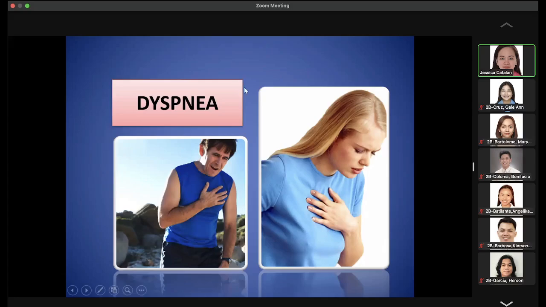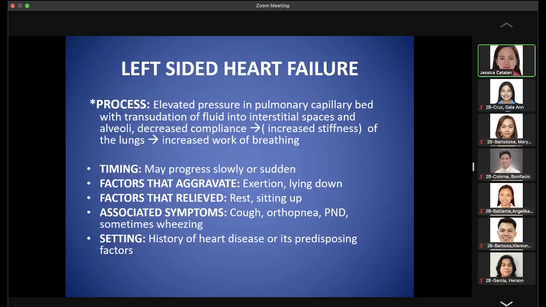Another symptom is difficulty of breathing or dyspnea or shortness of breath. So one common disease that would present with dyspnea is left-sided heart failure. So why? Because there is transudation of fluid into the interstitial spaces and the alveoli. So in short, parang fluid-filled yung alveoli instead of air-filled, no? So, ang tendency niyan, there will be an increased work of breathing. Hirap huminga yung lungs natin.